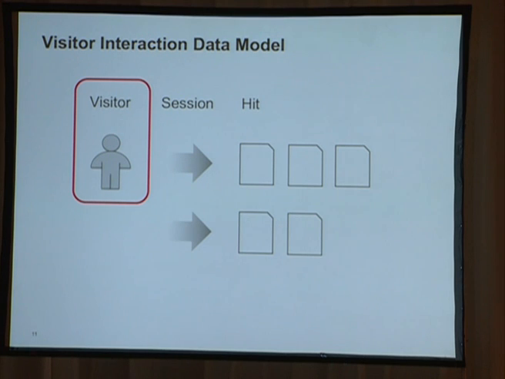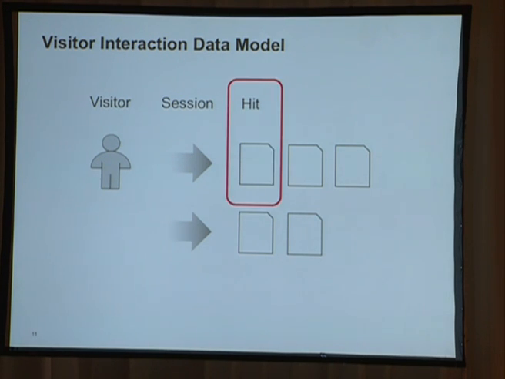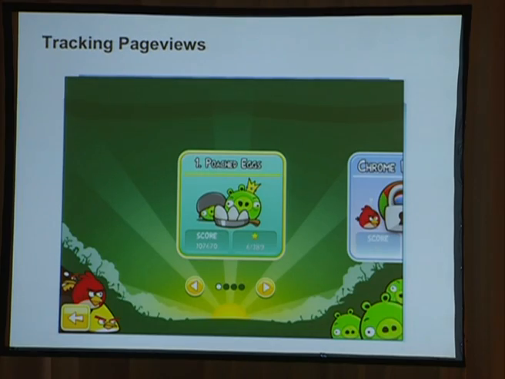OK, so we looked at the visitor, and we saw why that was important. Let's take a look at the hit. So again, the hit represents the interactions when people are interacting with the content on your site. So how would you use pageviews, for example, is one of the types of hits that we have.